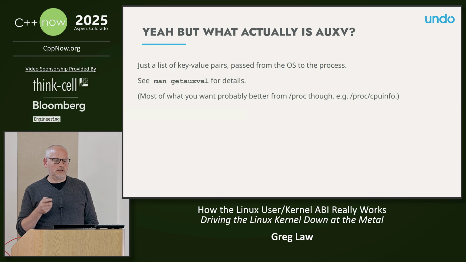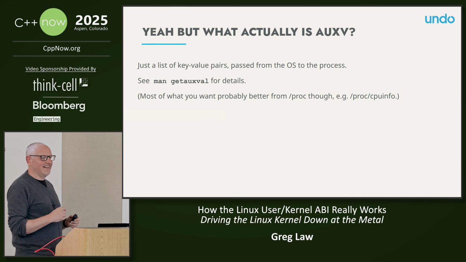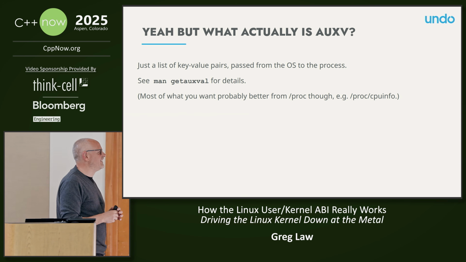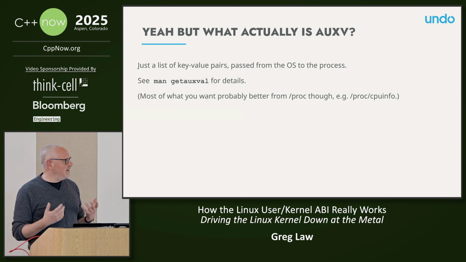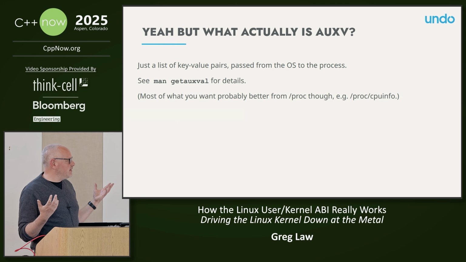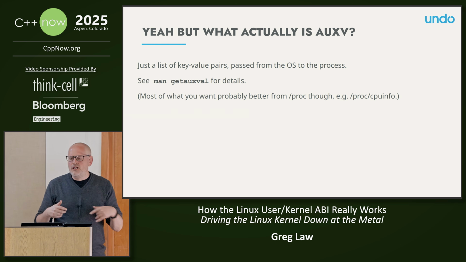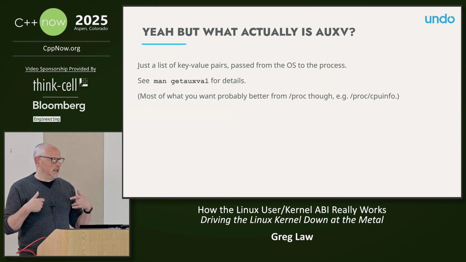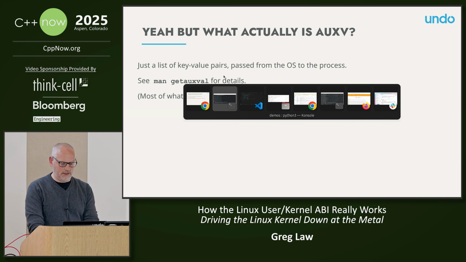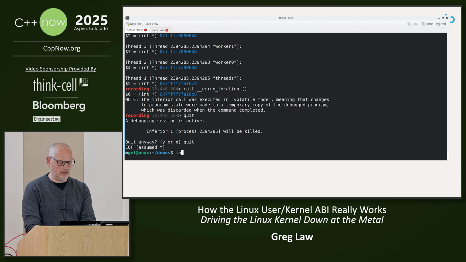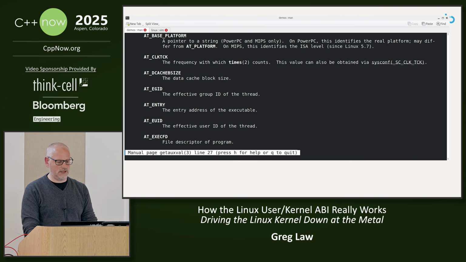What is Auxv? I think the reason why most people, even you, are not familiar with it is I don't think it's terribly useful most of the time. It's basically just a bunch of key value pairs, integer types mapping onto things. So you can go get Auxv val, and this will tell you about all the things you can see.